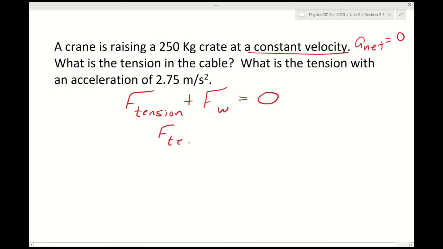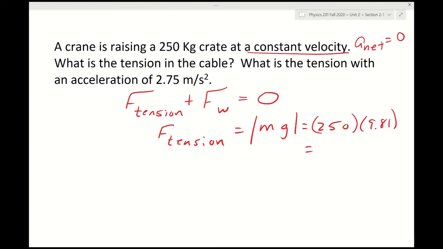So if I say F of tension is equal to the absolute value of mg. It's a 250 kilogram crate, 9.81 meters per second squared for the acceleration due to gravity. That gives me 2,453 newtons. That's the tension. That's the upward pull on the cable.